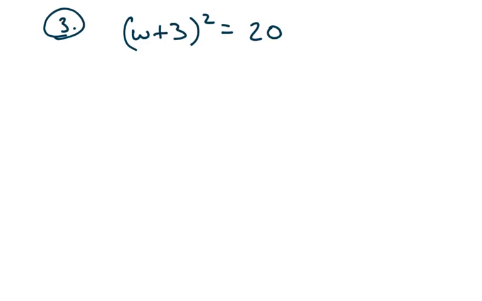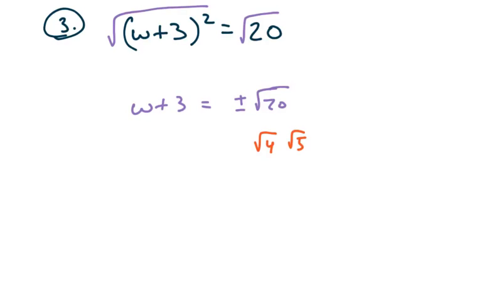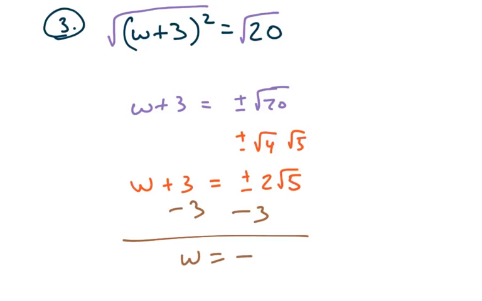Moving right along, we have another situation that, again, tries to look intimidating, but we know that we can take the square root of both of these, and we'll get w plus 3 equals plus or minus square root 20. Now, here's where we get to a point that we can do some interesting work. We know square root 20 is square root 4 times square root 5. And we like that because we can break down square root 4 to 2 root 5. So, finishing up, all we have to do now is subtract 3, and w equals negative 3 plus or minus 2 root 5.